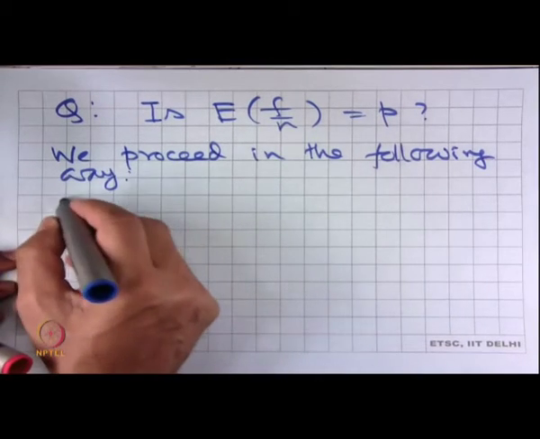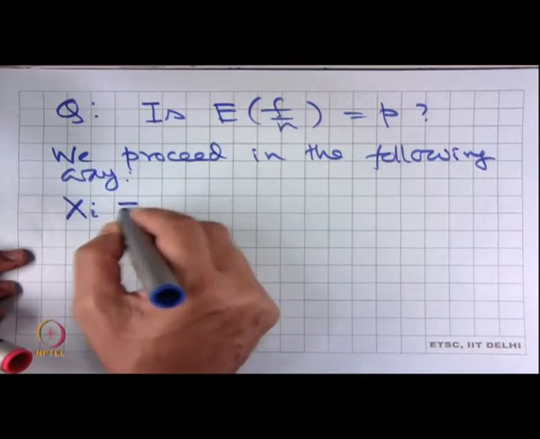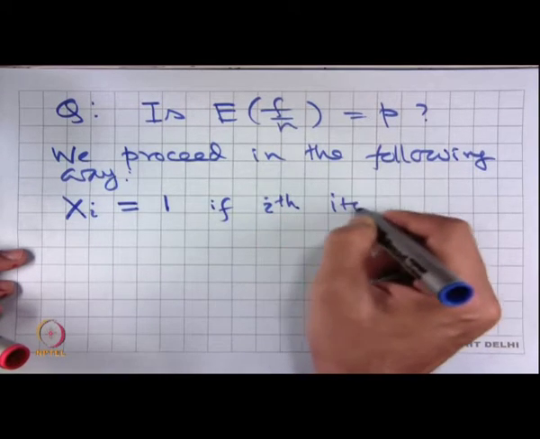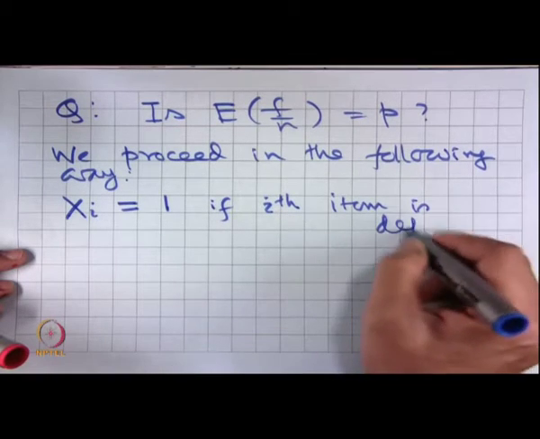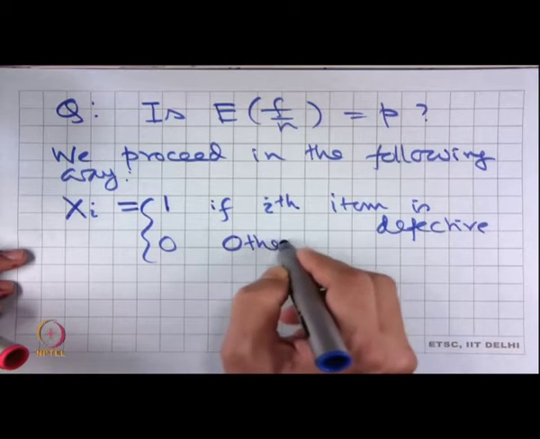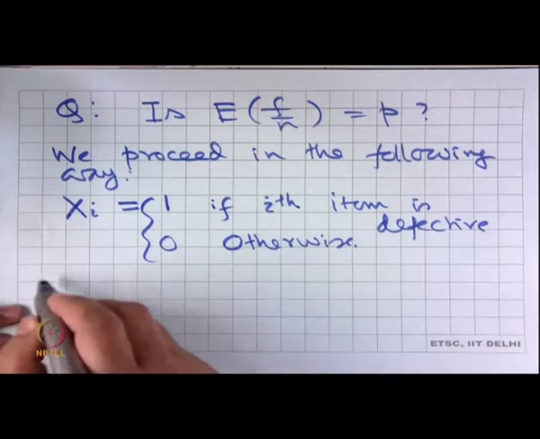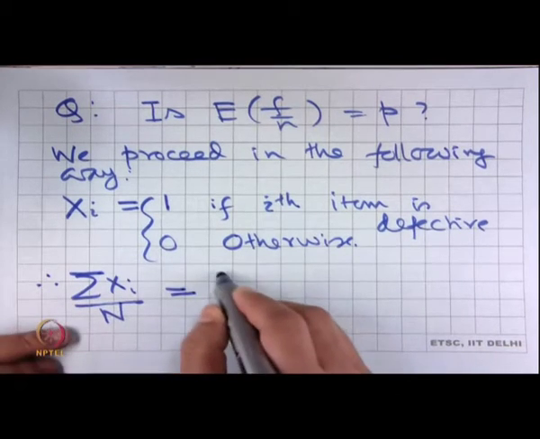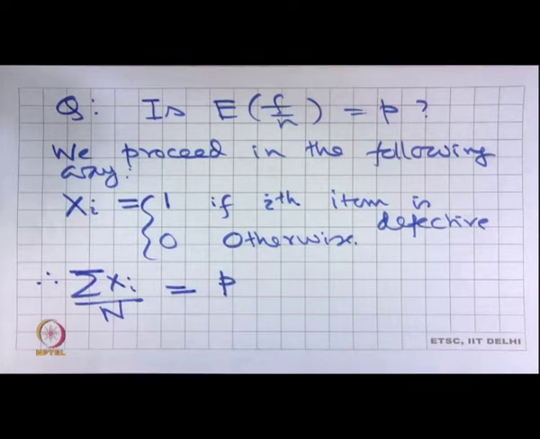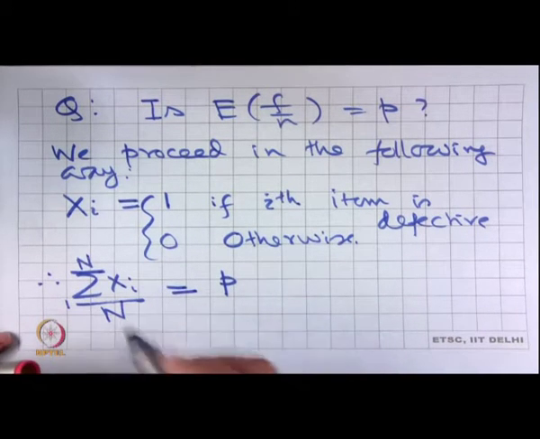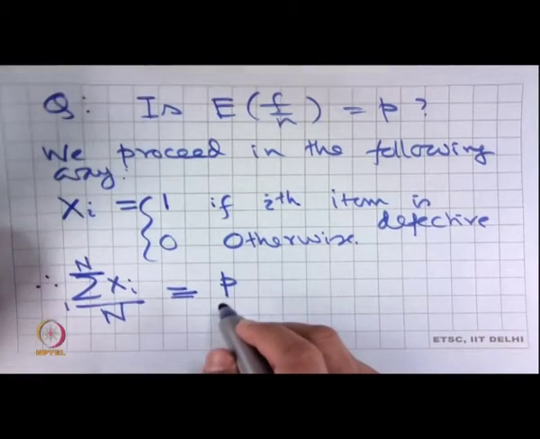We proceed in the following way. We define a random variable x i, which is 1 if the ith item is defective and 0 otherwise. Therefore, sigma x i divided by N is equal to p, because sigma x i from 1 to N will count the number of defective items in the population. Therefore, that divided by N will give you the proportion.